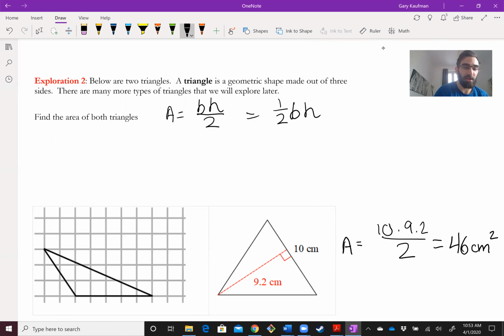Now here we have to count. We see that the base is 1, 2, 3, 4, 5. My height, again, is straight down to wherever the base is. And we do that. That is a height of 3. So therefore, our area is 3 times 5 divided by 2. That's 7.5 units squared. All right.